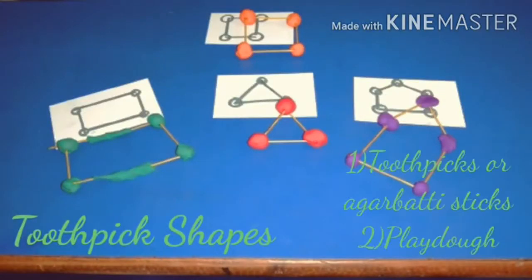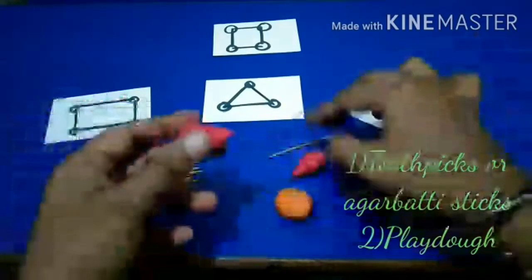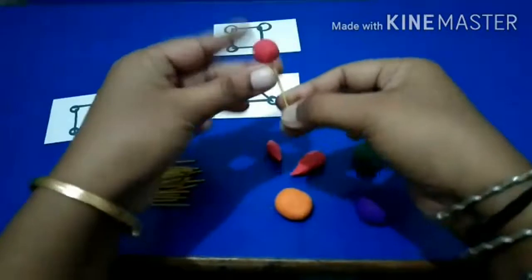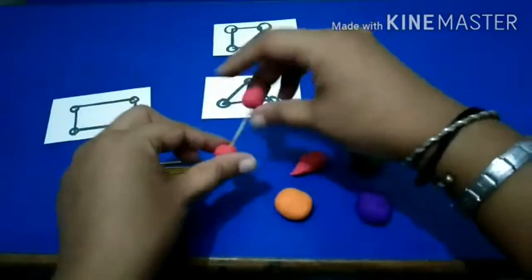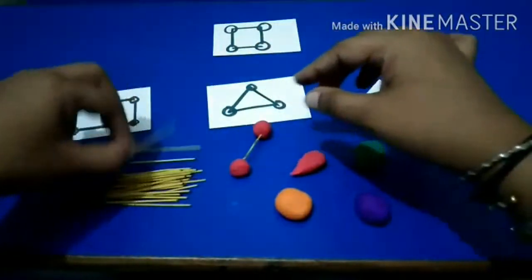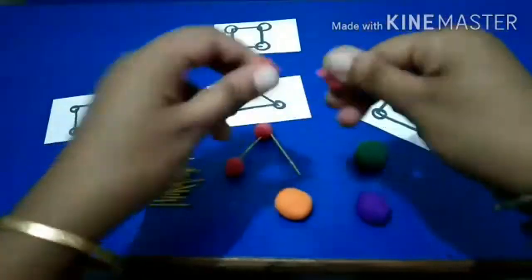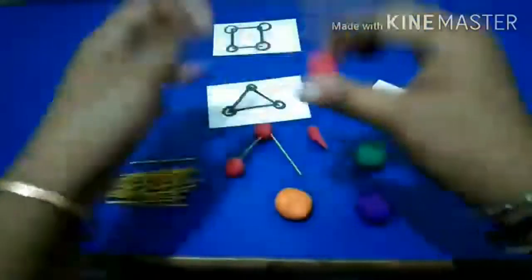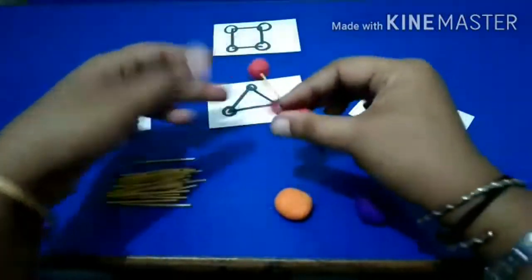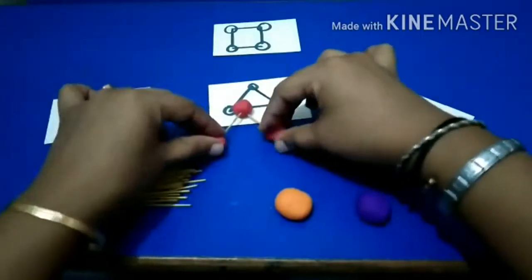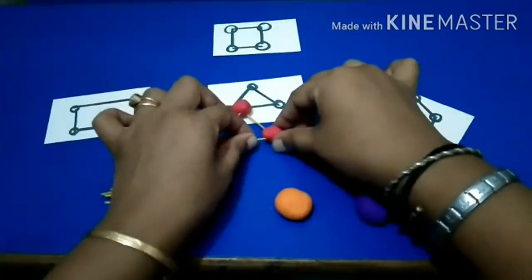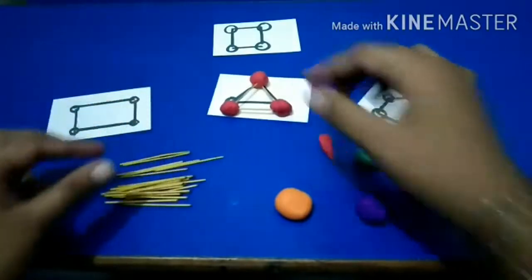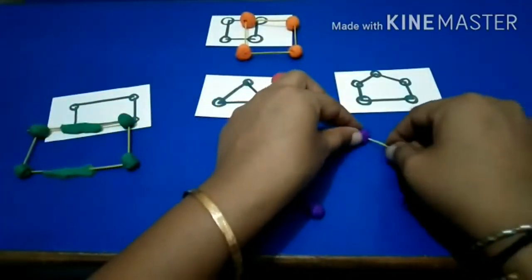Now moving on to the toothpick shapes. For the next activity, toothpicks and Play-Doh are required. You can see that I have made some cards showing how we will be using the Play-Doh and the toothpicks. Here I have not used toothpicks, I have used these leftover agarbatti sticks. You can use toothpicks if you have, or you can even use the leftover part of the agarbattis. The circles are actually the dough and the sticks are actually the lines over here. With the help of the dough, I am arranging the sticks in the shape of a triangle. Here we have done engineering as well as maths.